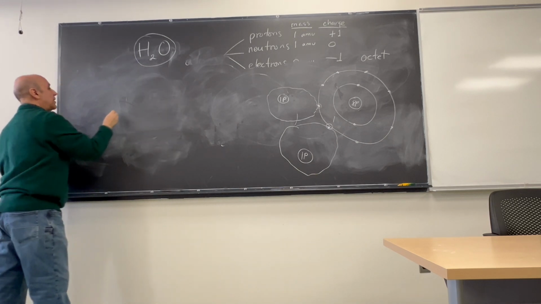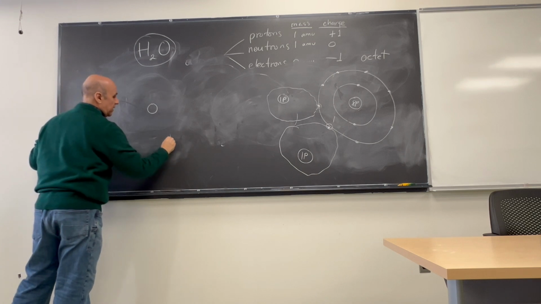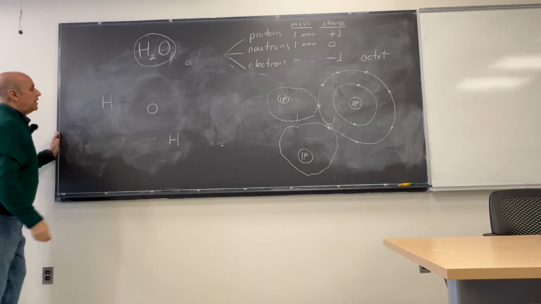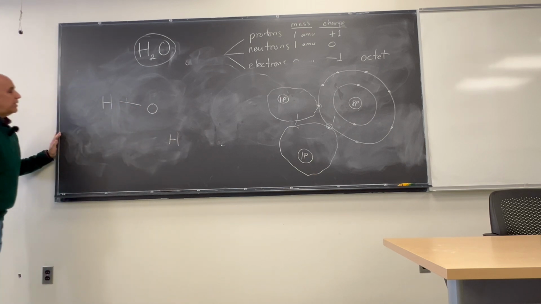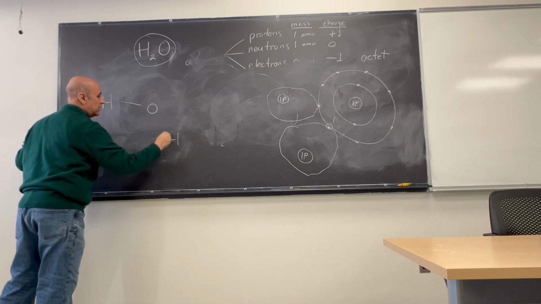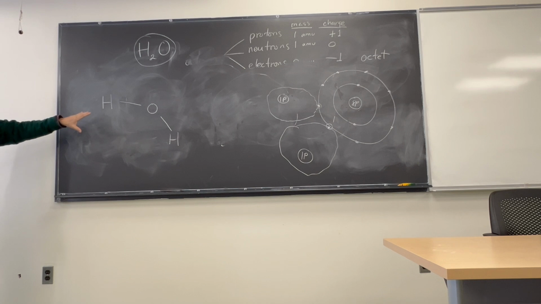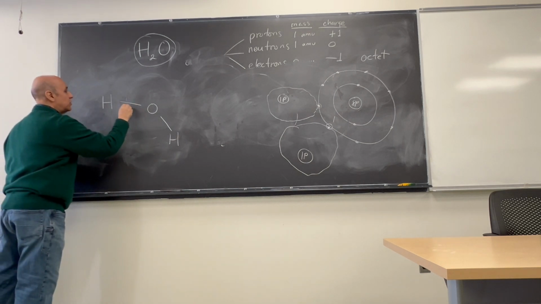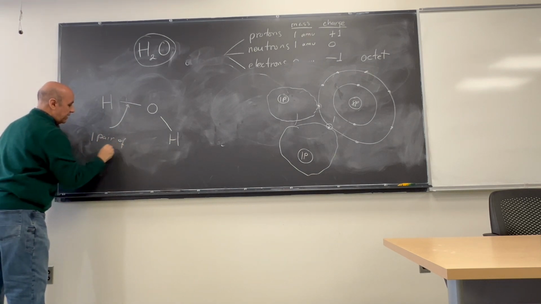So I can draw water as follows. I can draw one hydrogen there. I can put an oxygen there and another hydrogen here. And then I can join the hydrogen and the oxygen with a dash, with a long line. And then I can do the same for this oxygen and this hydrogen, join them together. Whenever in chemistry you see a drawing like that, and you probably see it a lot, that dash represents one pair of electrons.